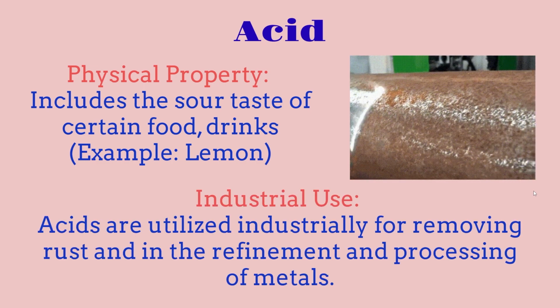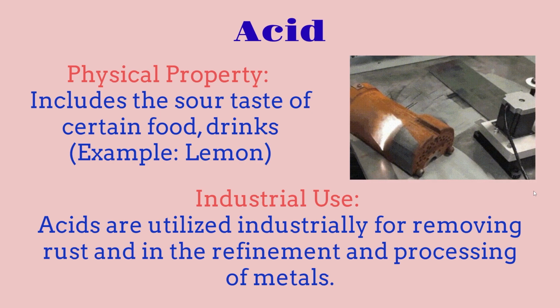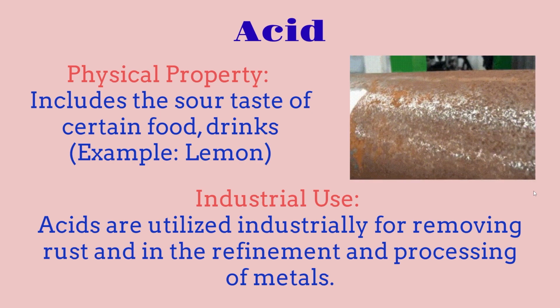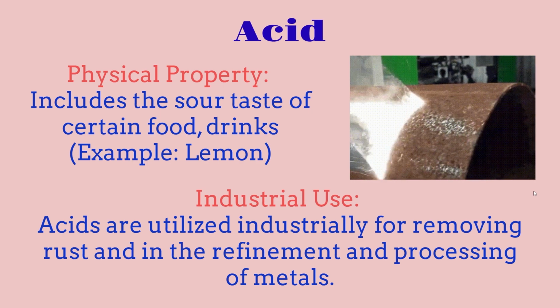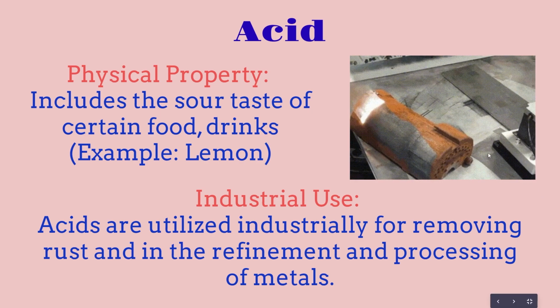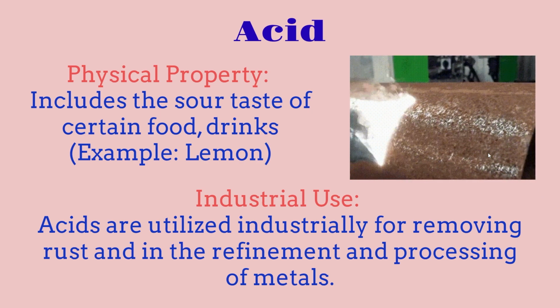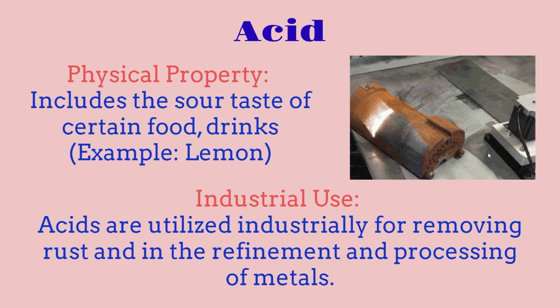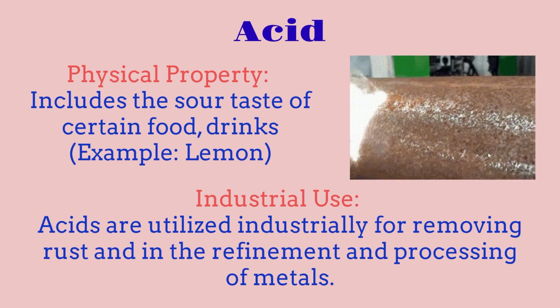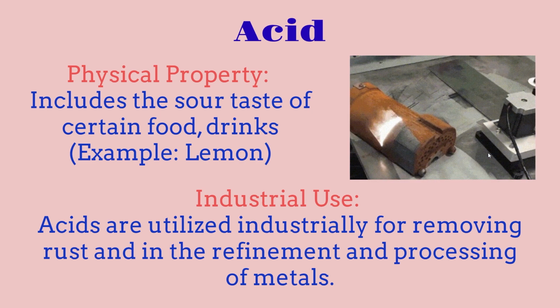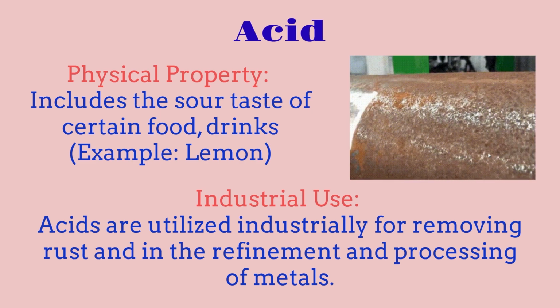And in industrial use, acids are utilized for removing rust and in the refinement and processing of metals. Here in this picture, you can also see that acids can be used to remove rust and make it look like metal again. So this is what the properties of acids are, and now we're going to go over some examples so that we can learn more about it.